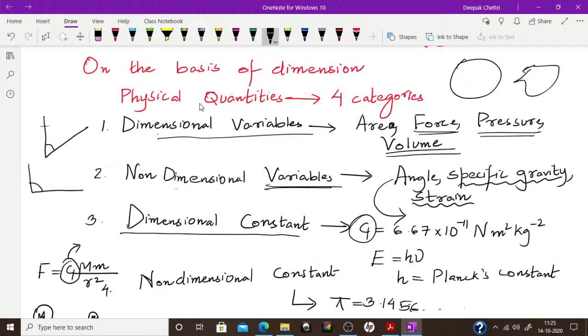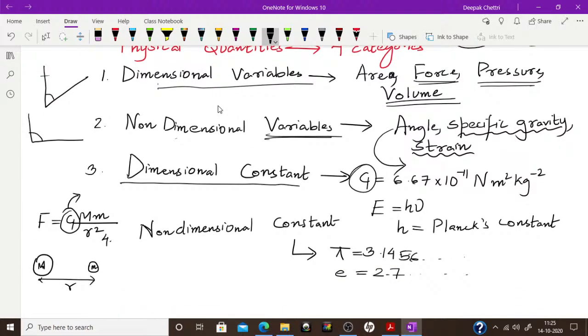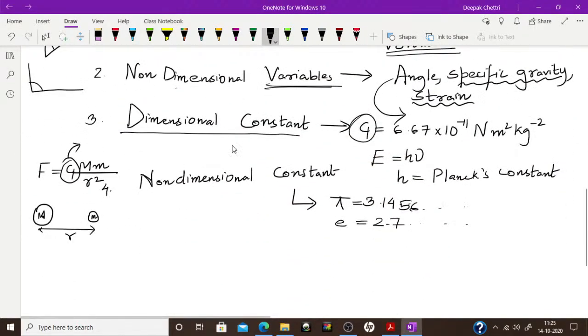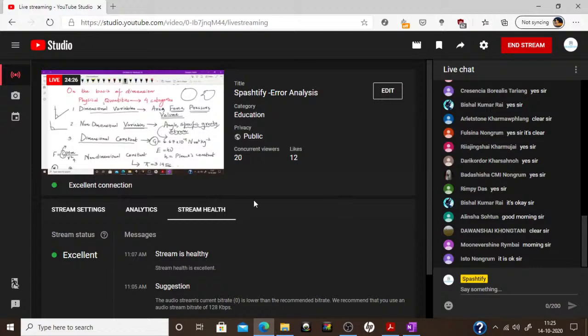Constants are something which are fixed, does not change in value. So the quantities whose values are fixed but have dimension are called dimensional constant. Quantities whose values are fixed but do not have any dimension are called non-dimensional constant. Is it clear, yes or no? If it's not clear, just write in the comment box, I'll explain again.